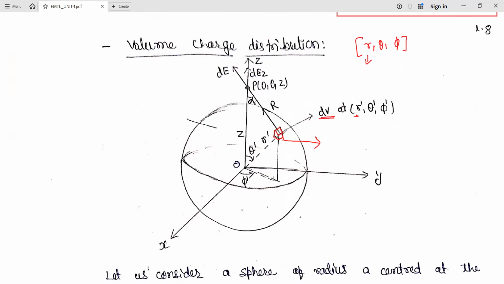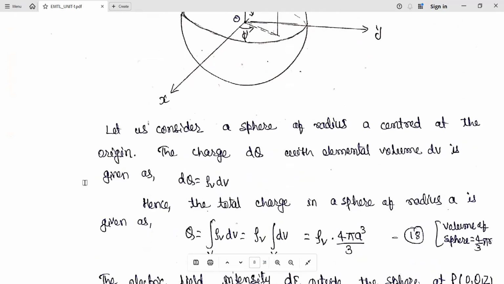Now, due to the charge in this differential volume, the electric field intensity at point P is dE. Here also you will see a situation of symmetry. So finally, the electric field intensity will be along the z axis, that is dE z, and the radial components will be cancelled. So it is important how we draw the diagram and how we write the coordinates.